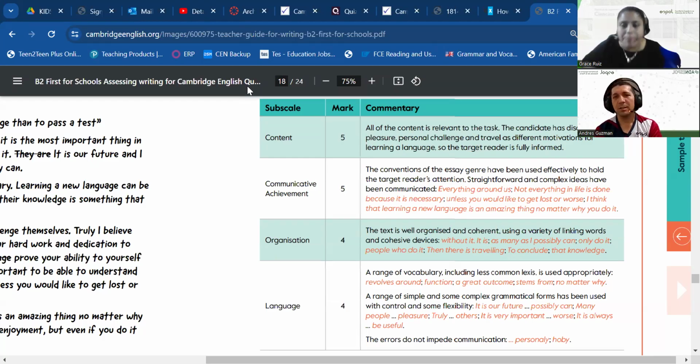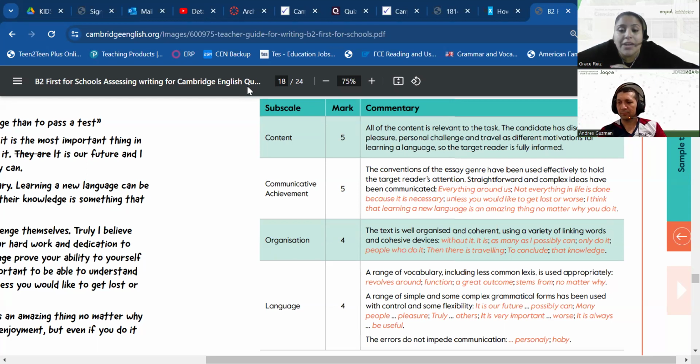They are, we should have a quotation mark, no? I mean, everything around us. Not everything in life is done because it is necessary, unless you would like to get lost or worse. I think that learning a new language is an amazing thing, no matter why you do it. Okay, so in this case, they say that they're using straightforward and complex ideas. They're talking about the sentence structure. Yes, that they're using there. Okay, so that's why they're giving them a 5.